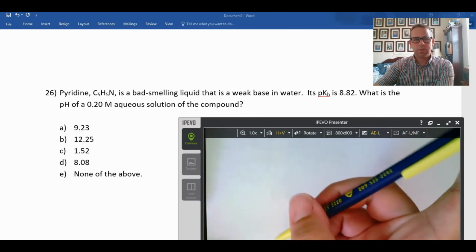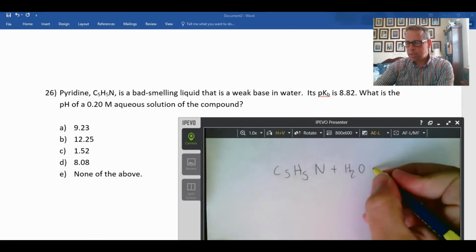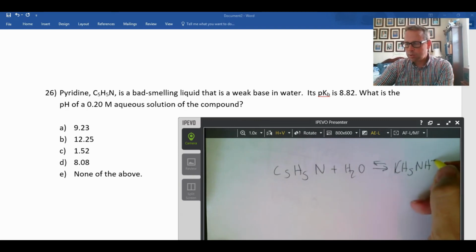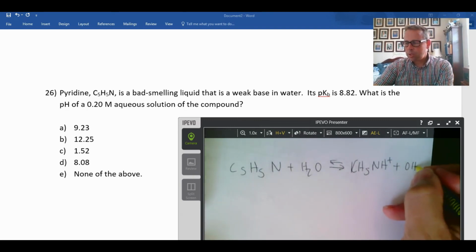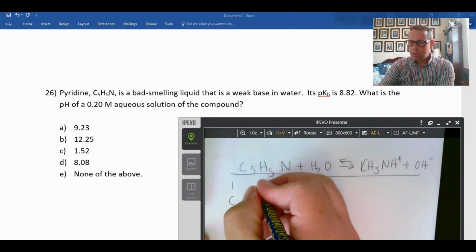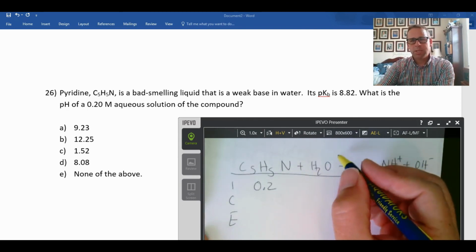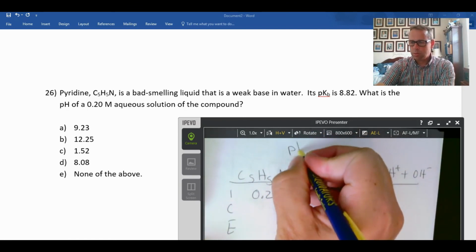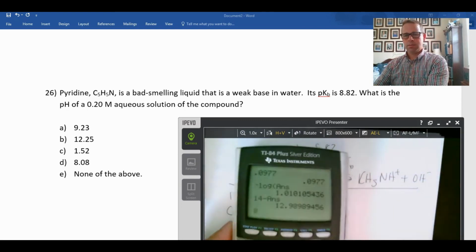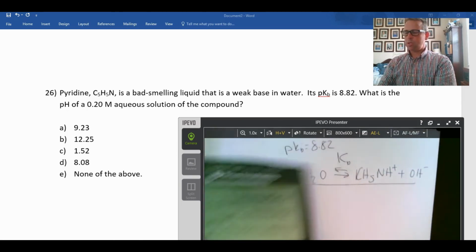All right, this thing, C5H5N, acts as a base. How is it going to act like a base? Well, it's going to take a proton from water, get a positive charge, and it's going to leave behind the hydroxide ion. So if we use an ice table to figure out how that process occurs, it's a 0.2 molar solution. The K for this is what? Well, the pKb is 8.82, so I can get the Kb by taking 10 to the negative 8.82, which is 1.51 times 10 to the minus 9.